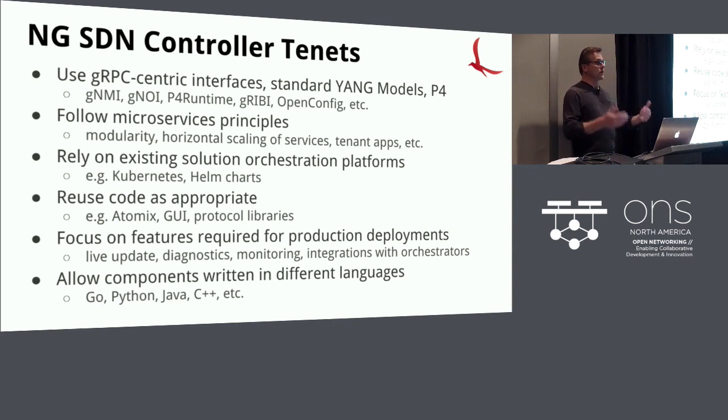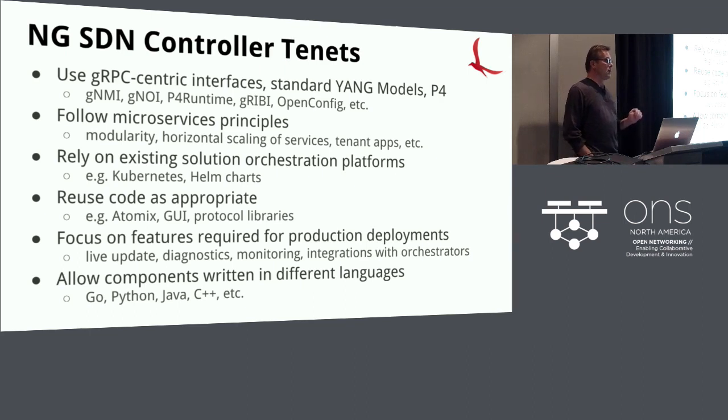Of course, we also want to rely on existing technologies that have emerged since then, so things like Kubernetes or Helm charts to be able to provide orchestration of the solutions. We want to reuse code as appropriate from the existing ONOS repertoire. So things like Atomix or the user interface or protocol libraries may very well get reused.